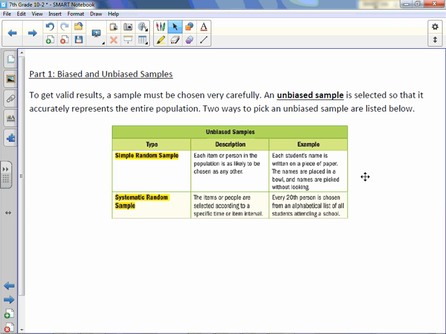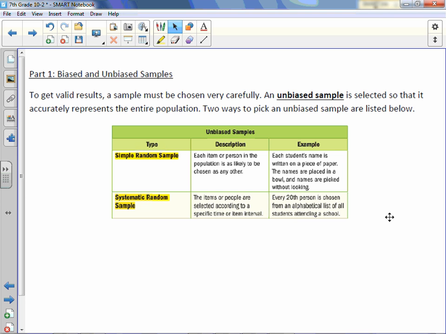Two ways to pick an unbiased sample are listed below. So you have simple random sample and systematic random sample. With simple random sample, each item or person in the population is as likely to be chosen as any other. One example of this is you can put students' names on a piece of paper, put them in a hat or a bowl, and pick them out without looking. It's very random, it's simple, not complicated. You can draw straws that have names or numbers on them. Anything that's simple, random, pull it out of a hat.